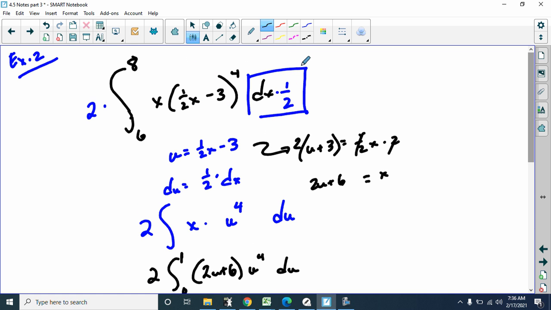So again, if there's an extra variable out front after you find your du and replace, you're going to solve the u equals equation for x. You can replace x with that, and then you can distribute and integrate.